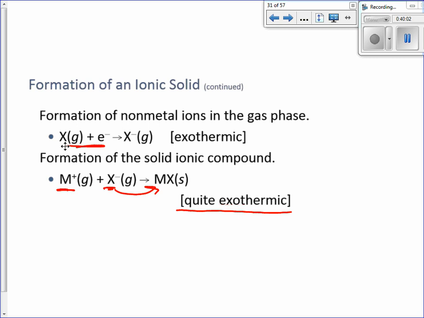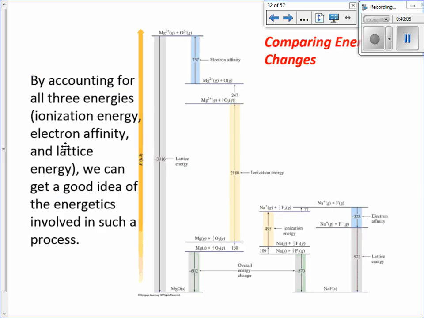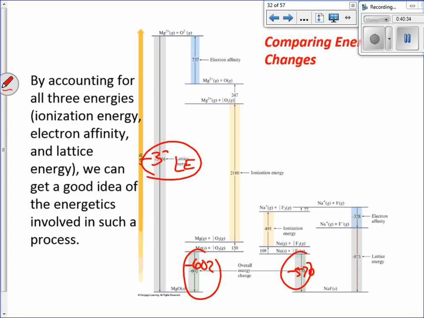Okay? Now, I wanted to point out to you on here, this one's comparing magnesium oxide with sodium fluoride. Although their overall changes are very similar, because here's the overalls, this is like -602, and this one over here is like -570. Very similar in their overall changes. But the difference is, look at the lattice energy. This is the lattice energy, -3,916. Lattice energy on the MgO, much, much higher than the lattice energy over here, which is -923, and that's the NaF side. Lattice energies are hugely different.